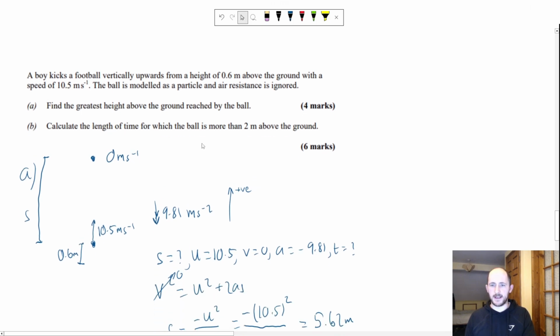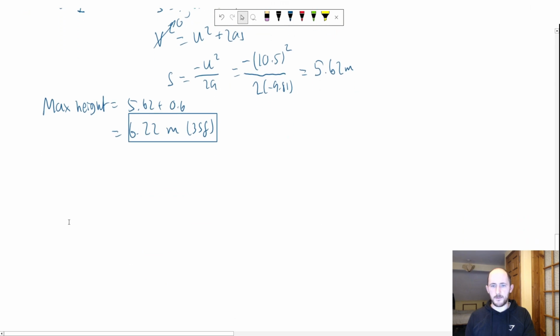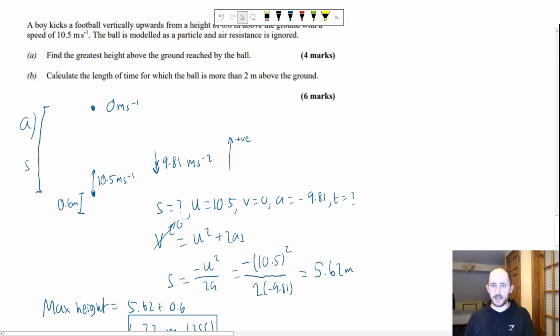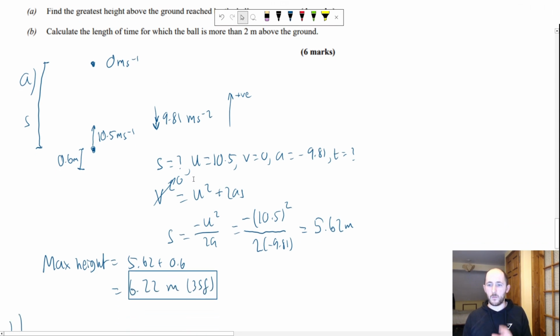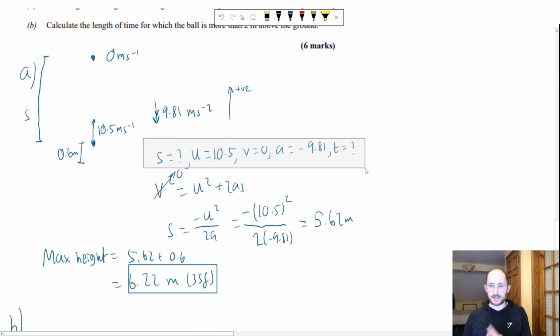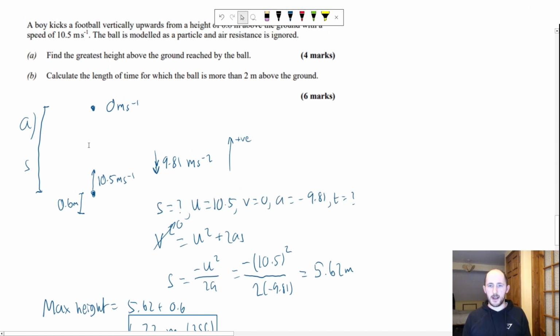Now, here is where things are going to get a bit funky. If we look at part B, I want to probably draw another diagram because this is where it can get a bit weird. Calculate the length of time for which the ball is more than 2 meters above the ground. And a lot of students find this quite tricky. Now, we could use the exact same layout. If I draw out the trajectory of this ball, it's going to go up, right? And then it's going to come straight back down. Yeah? And let's say 2 meters is here.